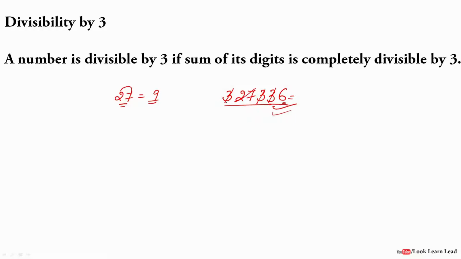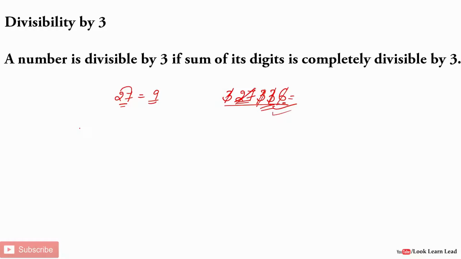Or another trick: the 3 is cancelled out. Then it is 2 and 7. 2 plus 7 is 9, so that is cancelled out. Then 3 is cancelled out, and 3 is divisible by 3. Then 6 is cancelled out. So this whole number is divisible by 3. The sum of the digits is divisible by 3, so the number would surely be divisible by 3.